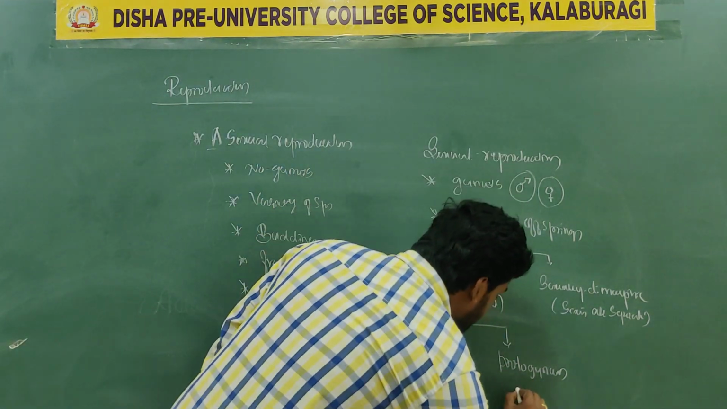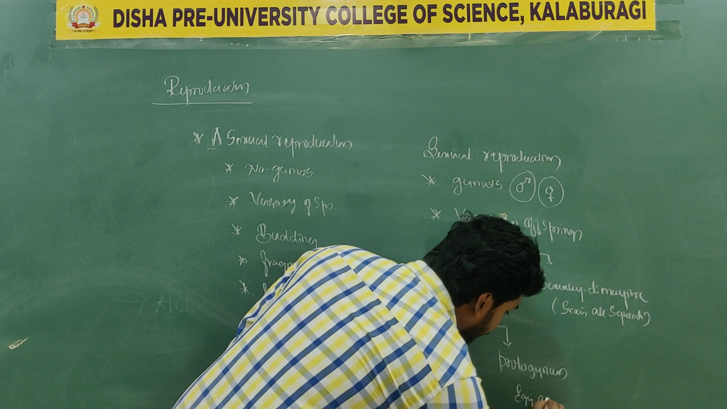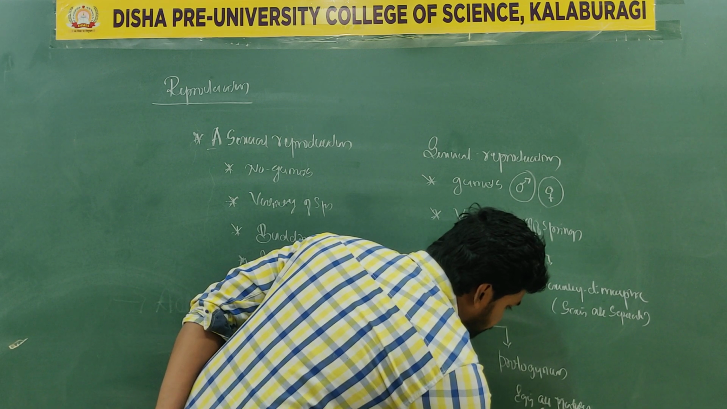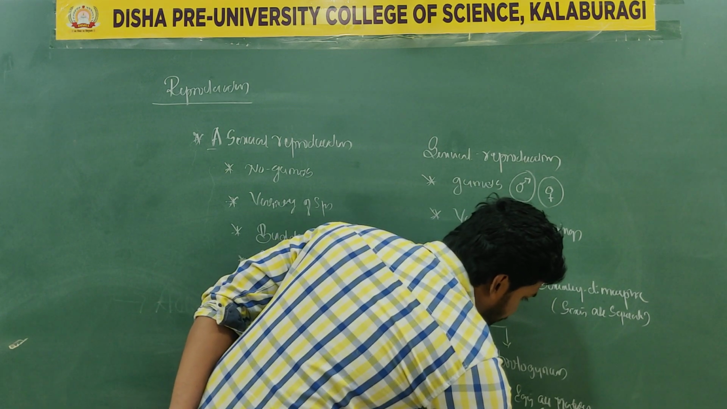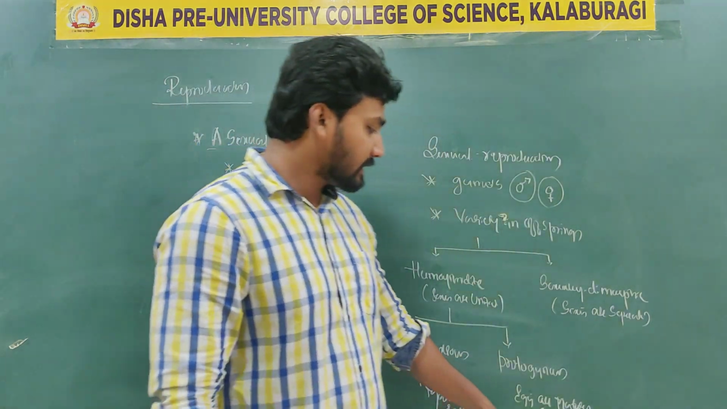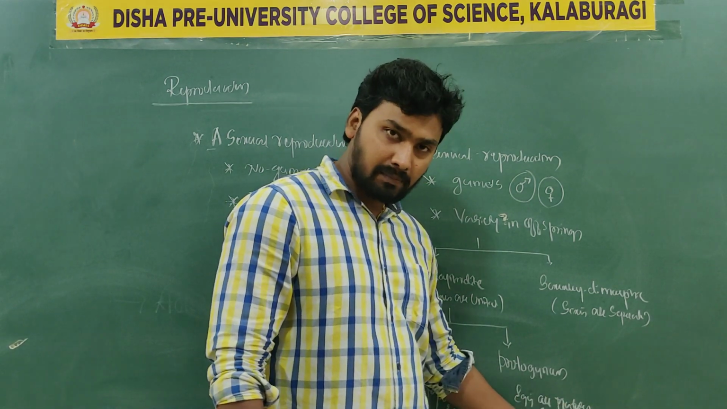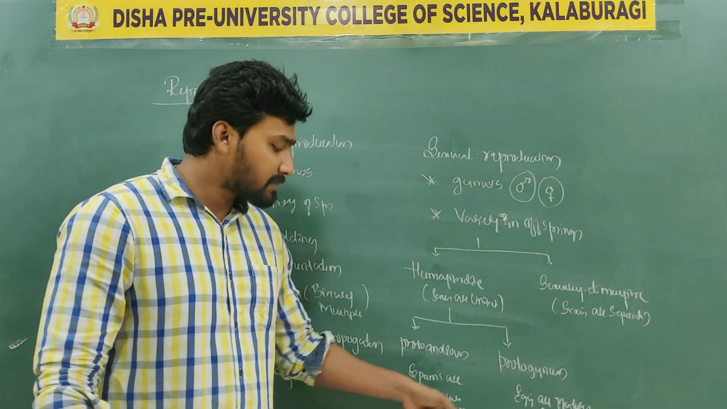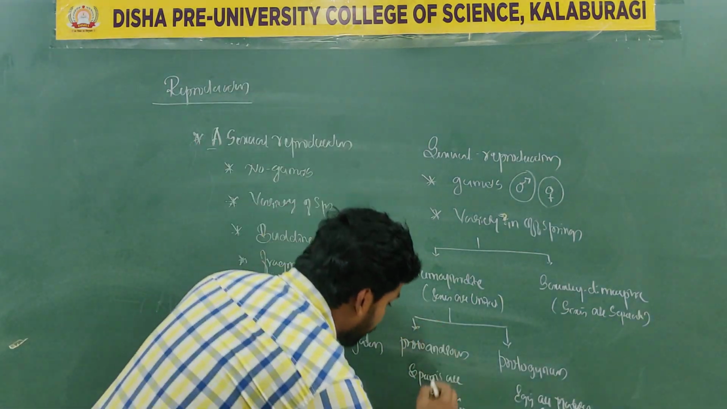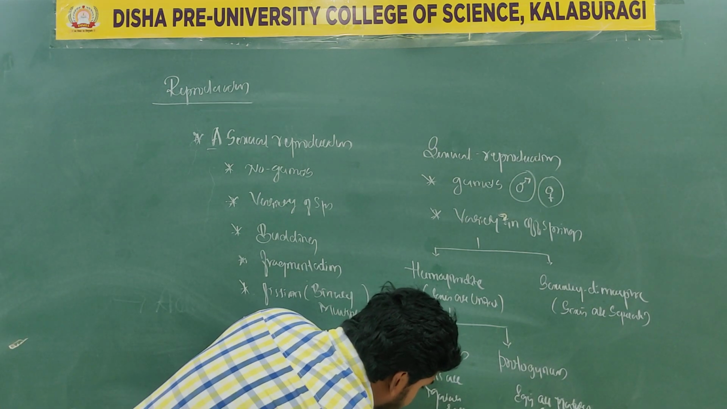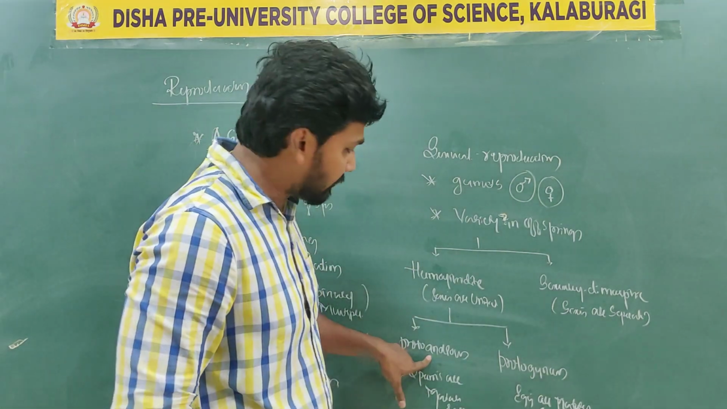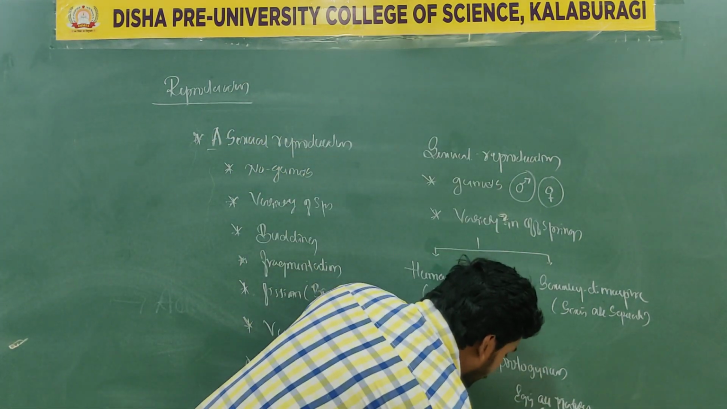Proto-gynous is a condition in which eggs are matured earlier than the sperms. Proto-androus is a condition in which sperms are matured earlier than the eggs. So this is the difference that we are going to see. One example you can put for these two: earthworm is a beautiful example for the proto-androus condition. Proto-gynous condition, Hardmania.